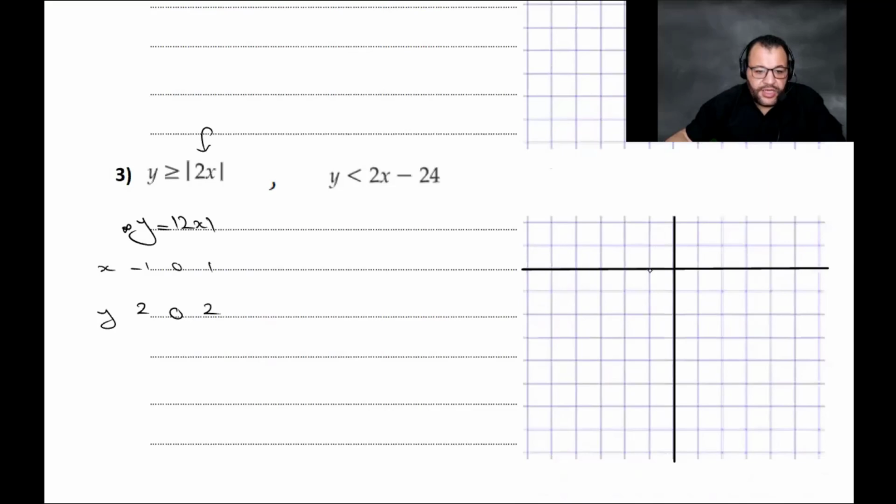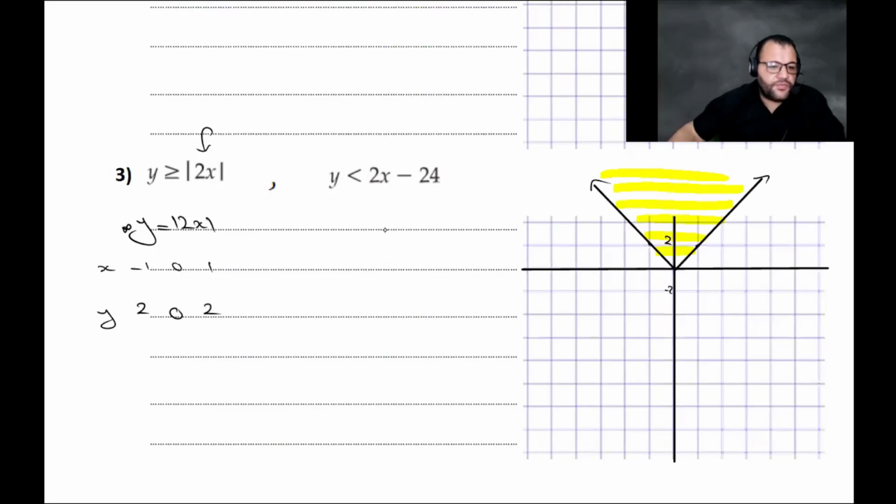So for the first one, I will make the scale equal 2 to have enough space. So we have -1 and 2, 0 and 0, 1 and 2. We can graph it. That will be a solid line. Because y is greater than, it means we shade the part above the V shape.